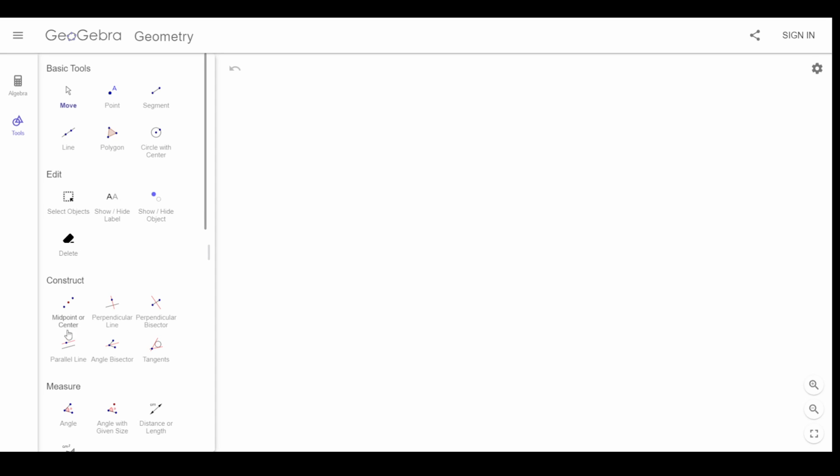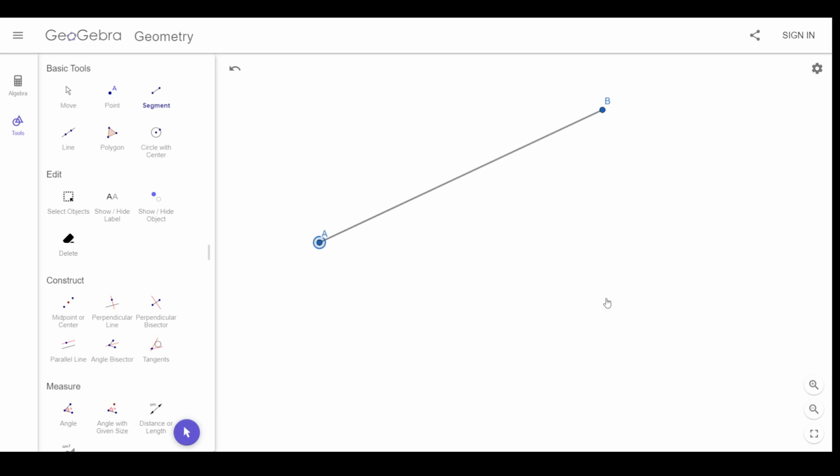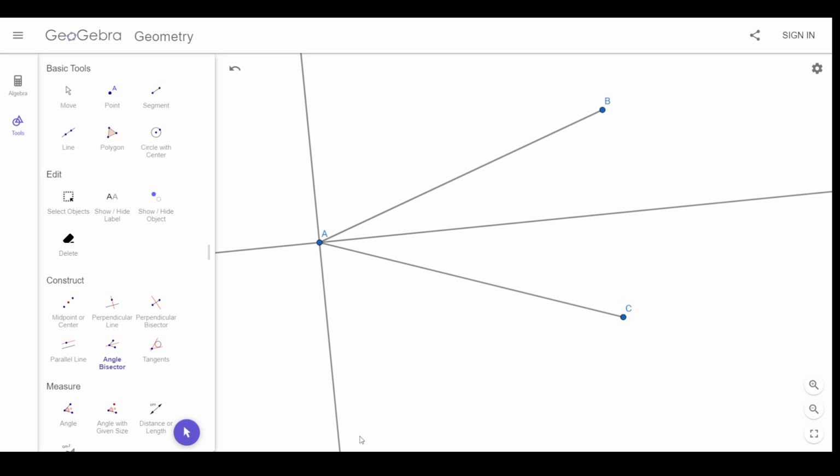So let's take a segment right here, and we're going to make an angle out of it. Just right there. So there's an angle, and I have a tool that says angle bisector. You can barely see it on the screen, it's over here on the left. If I hit angle bisector, I just select that side and this side, and it's going to put a line that splits that angle in half.